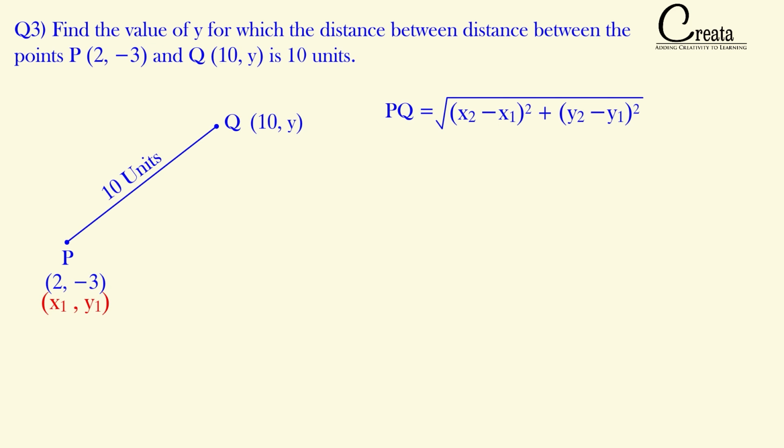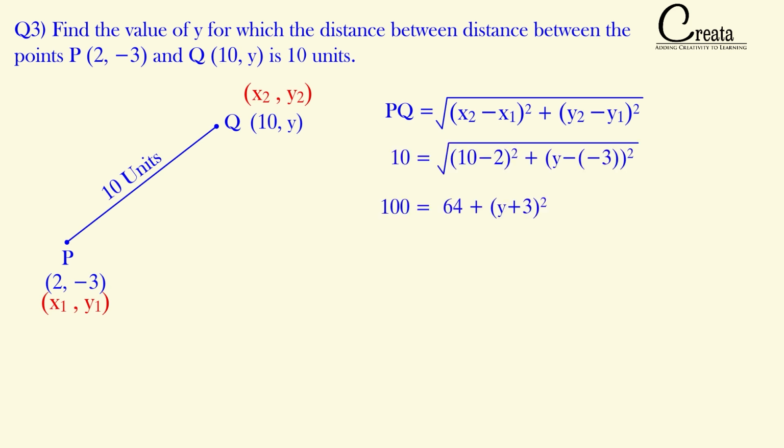And also assume the point Q as x2, y2. Here x2 is 10 and y2 is y. So let's use the distance formula. On putting the value and solving, we got the value of y as 3. So we got the coordinate Q as 10, 3. Here the y coordinate of point Q is 3 unit. So that is the answer of this question.